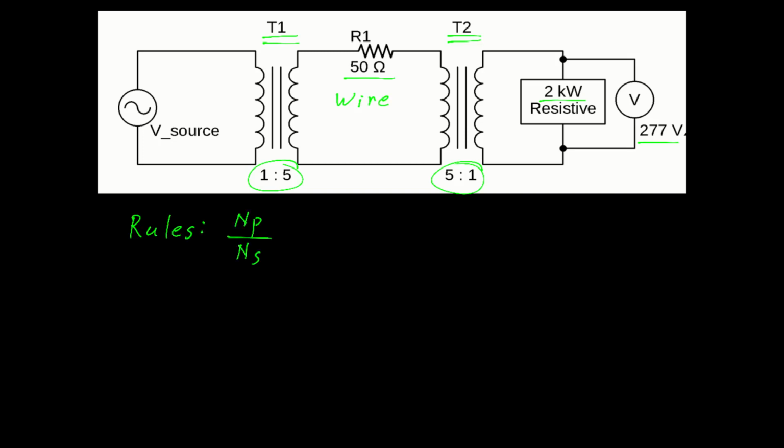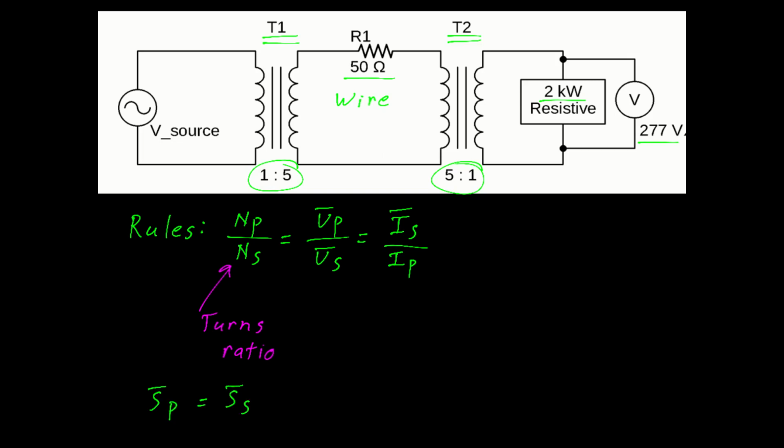Before we start, let's quickly review the rules. You recall the turns ratio is the turns of the primary over the turns of the secondary, and that's equal to the voltage ratio, which is the voltage of the primary divided by the voltage of the secondary. And we have the current ratio, and you'll notice that those are flipped. So there you have the current of the secondary divided by the current of the primary. We also have power. Here we see that the power in the primary is equal to the power in the secondary. And we're using the vector form here, S, for complex power. Keep in mind, all of this is applicable only to the ideal transformer.